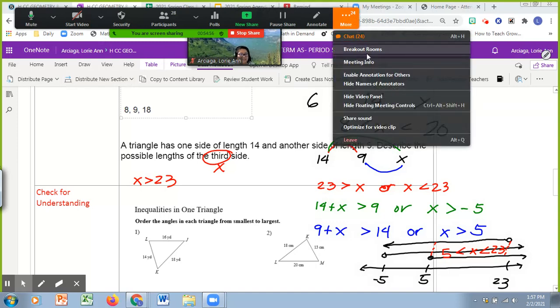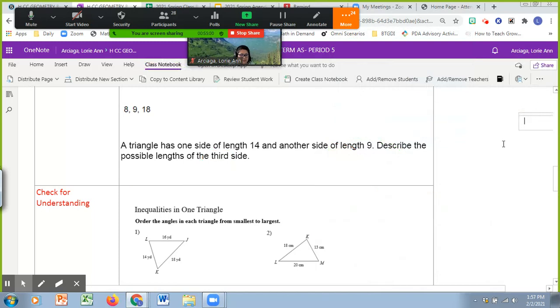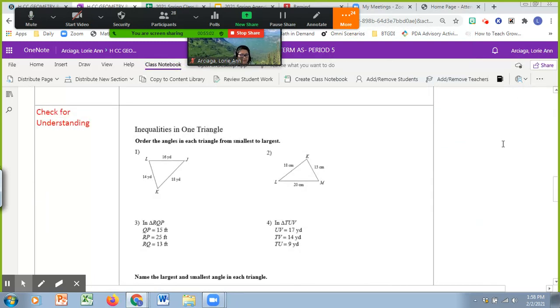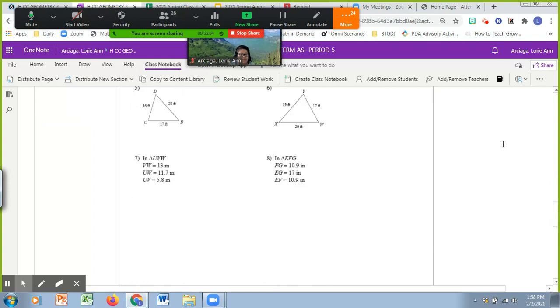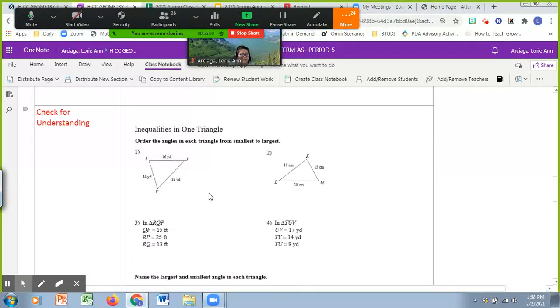Alright, so now let's practice what we just learned here. Okay, so let's do this. And if you want to see the answer, you know where to find them, right? Okay, so order the angles in each triangle from small to large. So just list down the letters from smallest to largest.